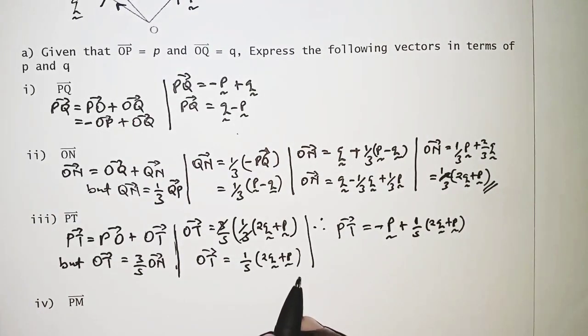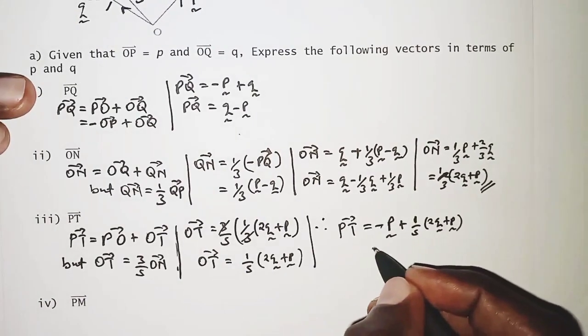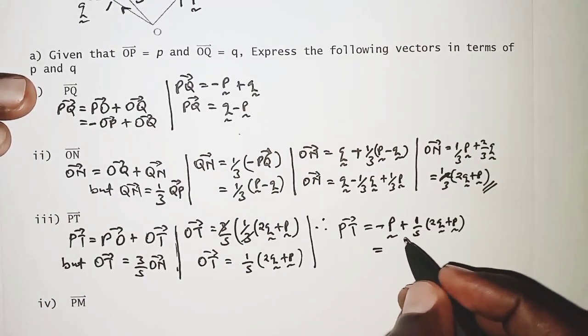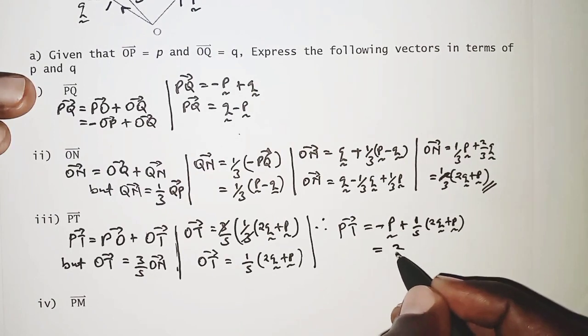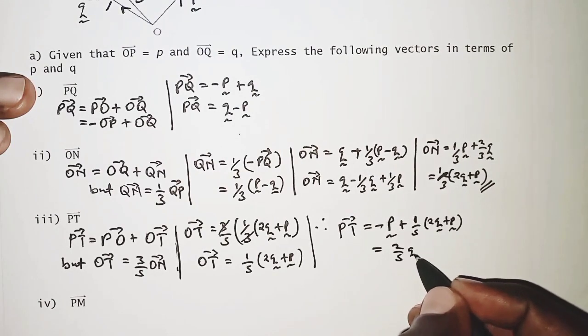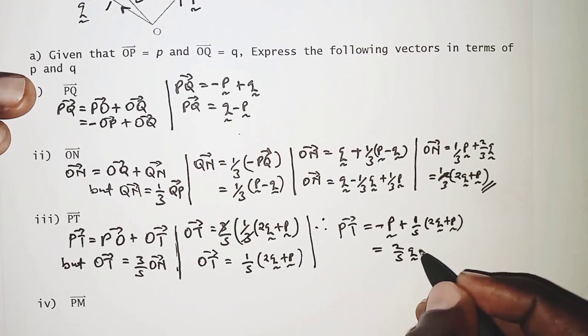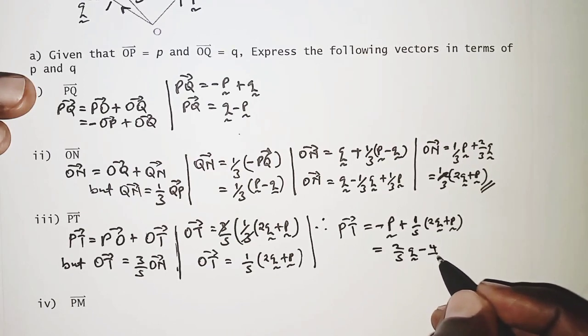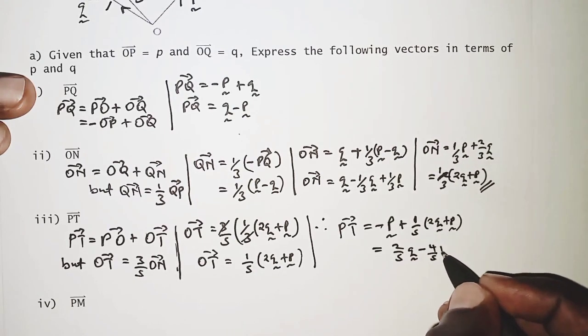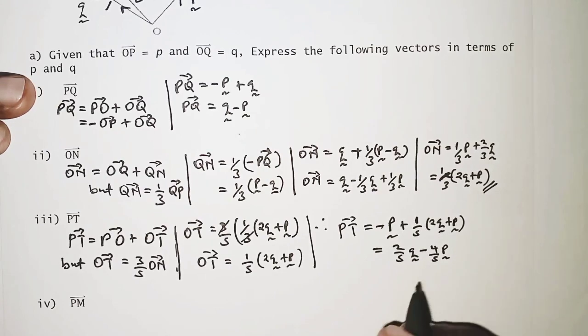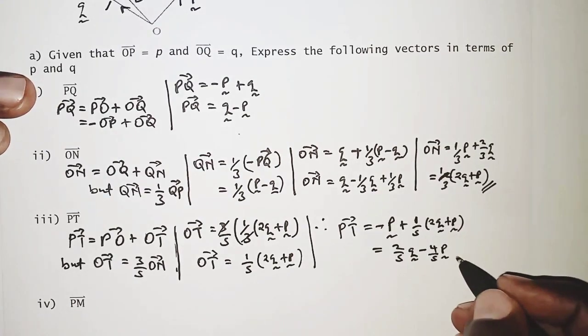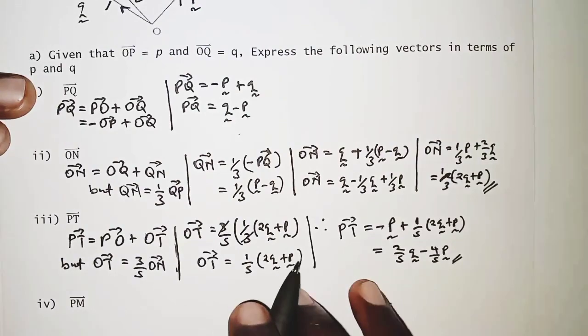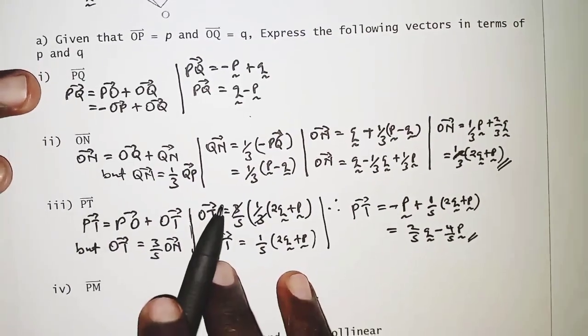Now, opening the brackets and simplifying, we will have 2 over 5Q minus 4 over 5P. So that is it for PT.